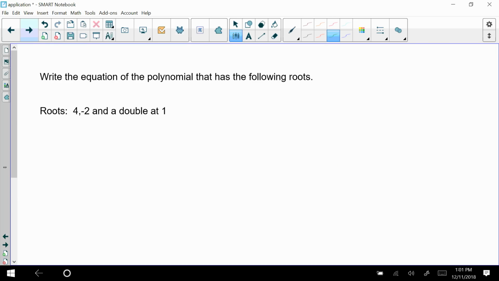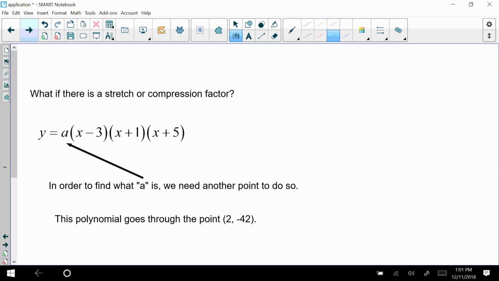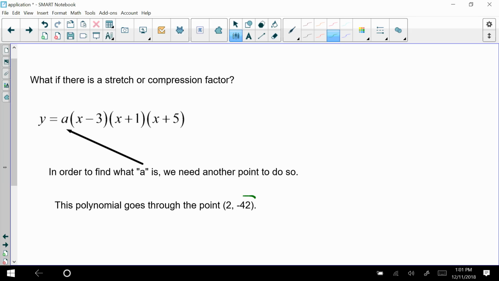What you can do, though, is sometimes if we have another point on the graph, so I'm going to do this problem with you guys.